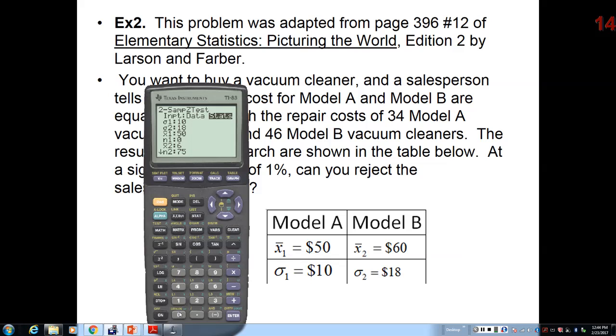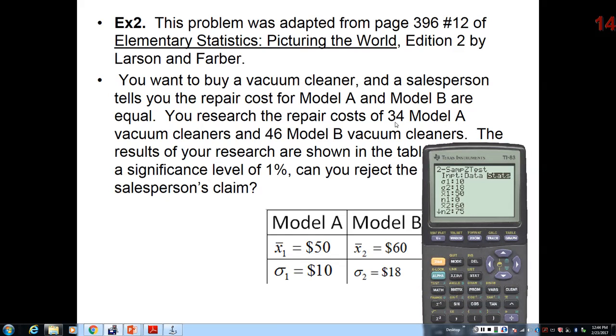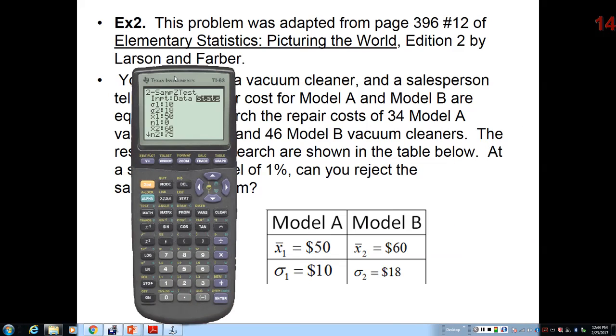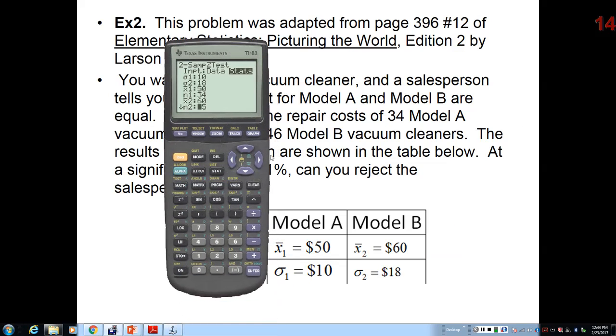For your n, you put 0. I'm sorry? For the n, you put 0. No. For the n, the first one was what? What is your n on the first one? 34. So you're going to put in 34. And then for the second n, it's going to be what? 46. So you're just putting those numbers in. That's fine. So you're going to put all those numbers in.